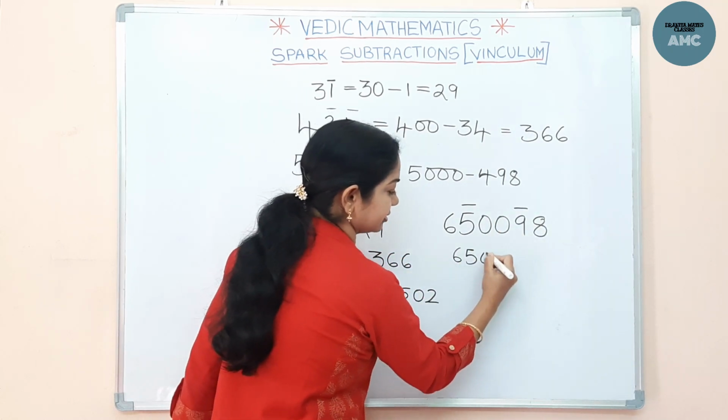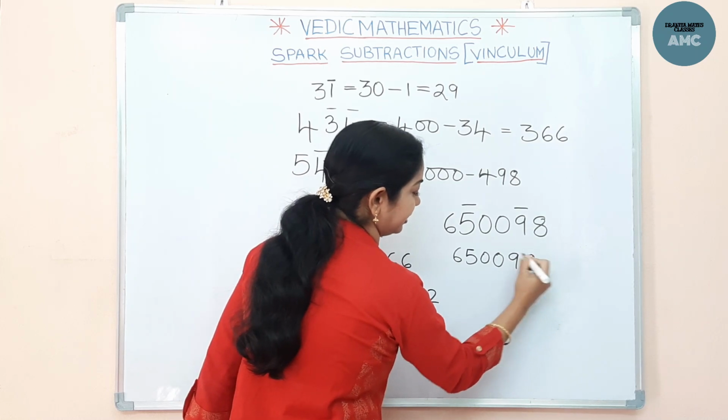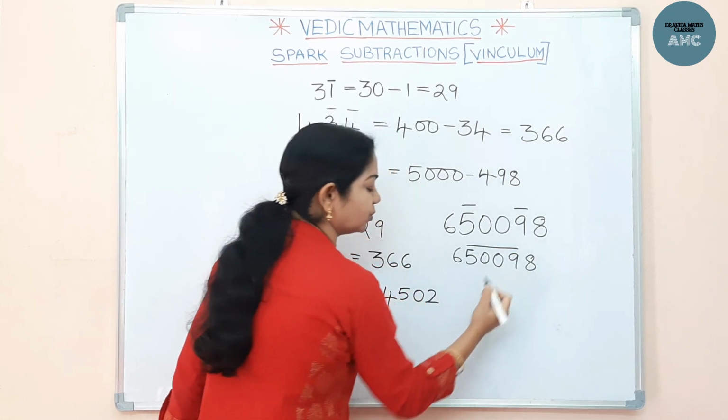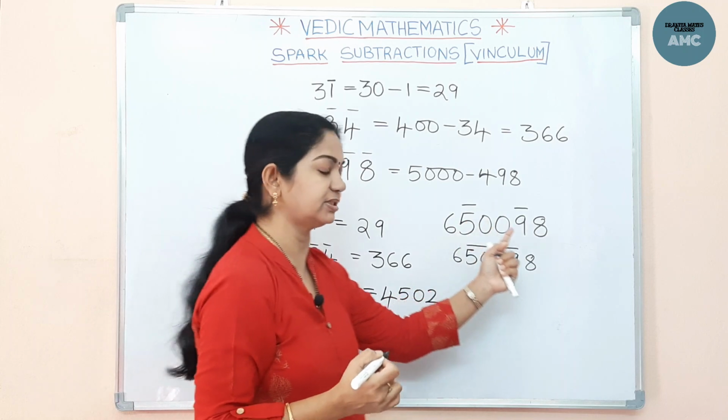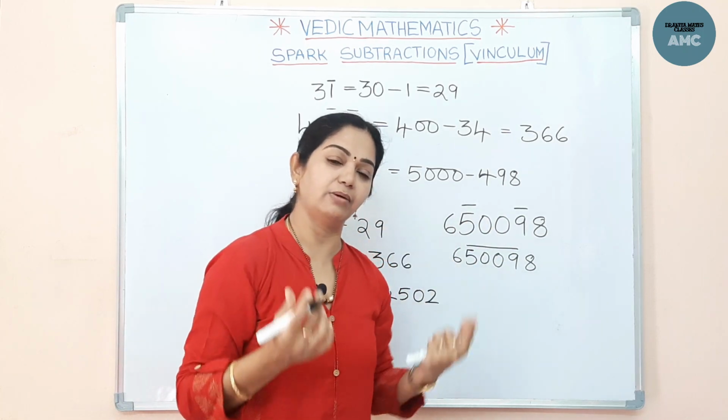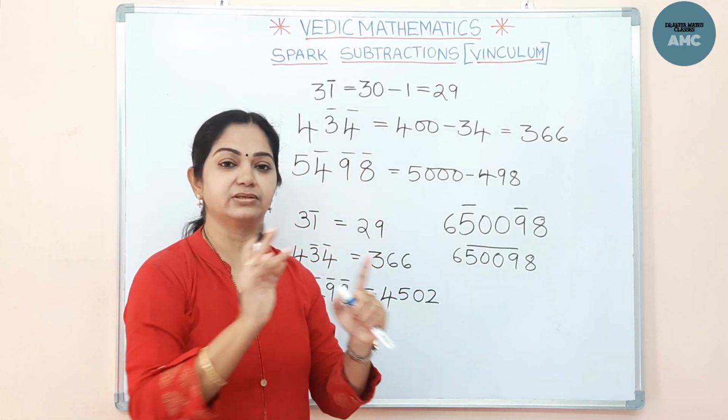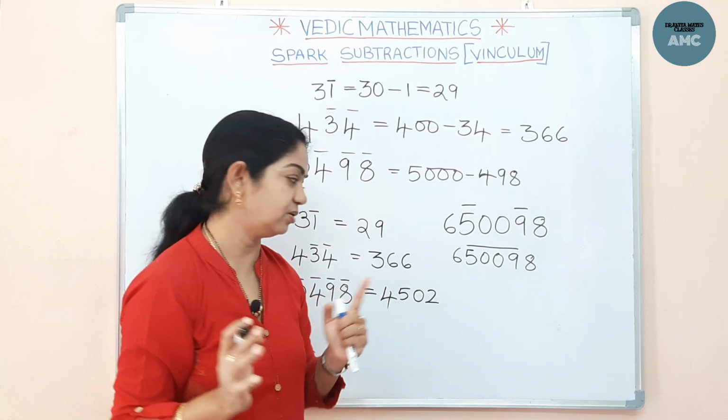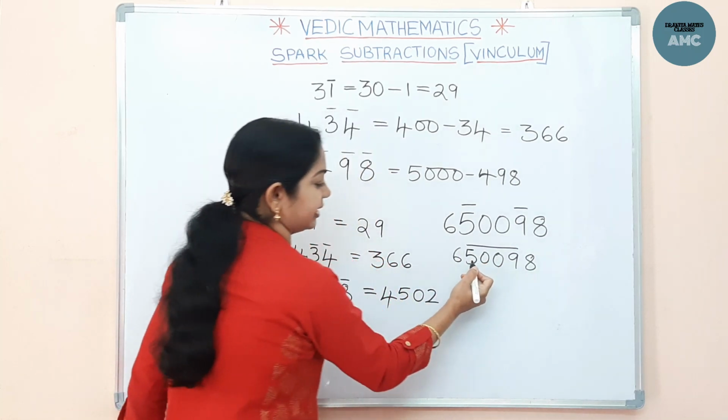That means here, from 9 to 8, the vinculum will be carried over. The vinculum is carried over to the zeros also. How many zeros are there? That many zeros, the vinculum will be carried: 1, 2 or 3 and so on. So this comes again. Let's start.